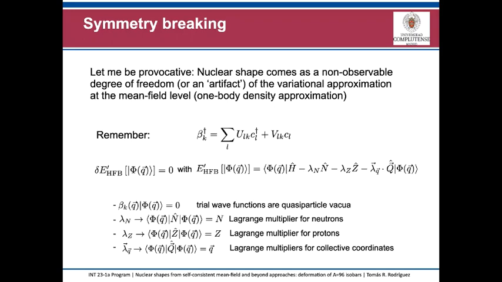I hope you agree with me or not. So nuclear shapes come as a non-observable degree of freedom or an artifact of the variational approximation at the mean-field level. I would just tweak it a little bit. I would say it's not observable with the current experimental technology available, but in principle, it's observable by correlations. If you had multi-nucleon correlation observables, like multi-photon effects, you could see these things.